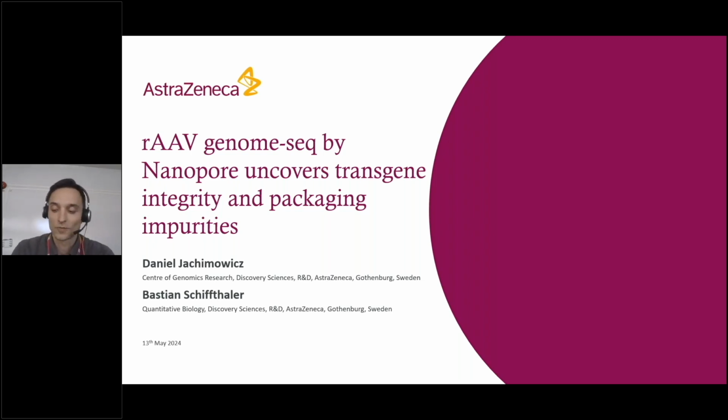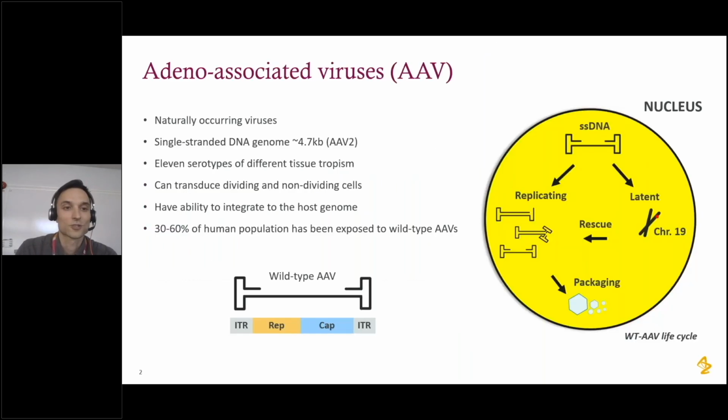So I will start with a short introduction to AAVs. I'm not a virologist, so this is very simple, basic information. AAVs are naturally occurring viruses infecting humans and some other primates. In fact, 30 to 60% of the human population has already been exposed to wild-type AAVs, and infection is usually asymptomatic.